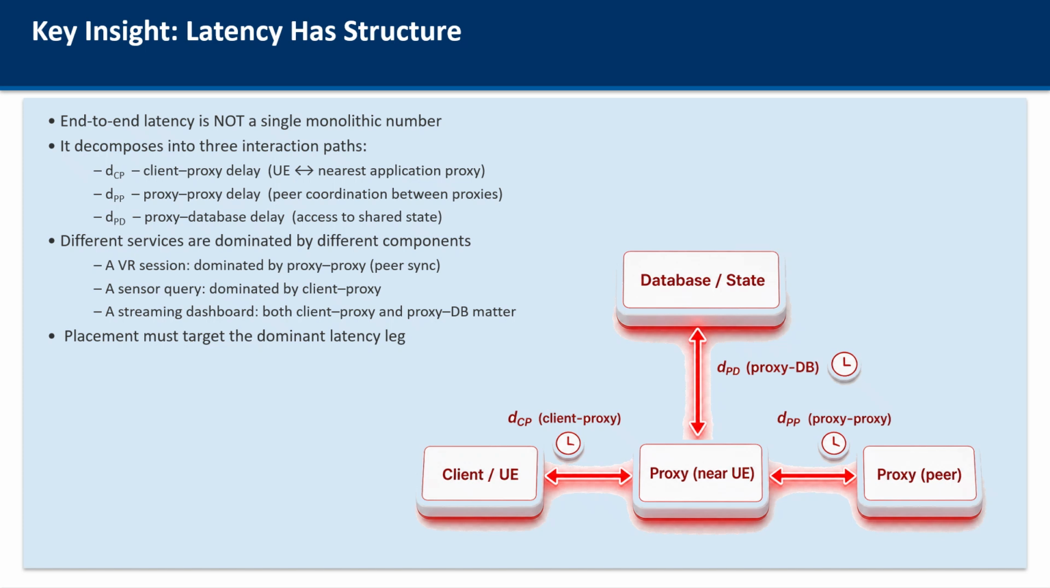Third, DPD, the proxy-database delay, the round-trip time to a shared state component such as a database or key-value store. The crucial observation is that different services are dominated by different components. A VR collaboration session is sensitive to proxy-proxy latency. A simple sensor query only cares about client-proxy delay. A streaming dashboard needs both fast front-end and reasonably fast state access. Therefore, placement decisions must target the dominant latency leg for each service, not just minimize an undifferentiated aggregate.